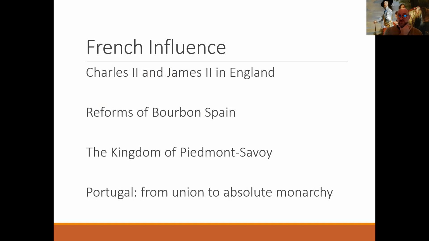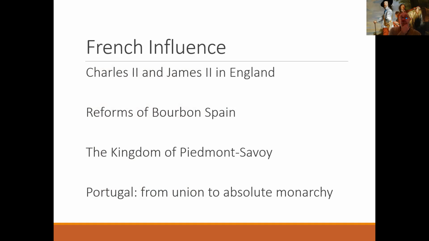In Bourbon Spain, as we'll see in a moment, a Bourbon relative of Louis gets on the throne of Spain in the early 18th century. And during the course of the 18th century, they will actually import certain French administrative reforms into the Spanish monarchy and the Spanish Empire. A similar thing will happen in the kingdom of Piedmont-Savoy, which is a major kingdom in Italy, one of the bigger kingdoms. It'll also, with less exact copying and less absolute in that sense, copy some of the French administrative reforms in Italy.